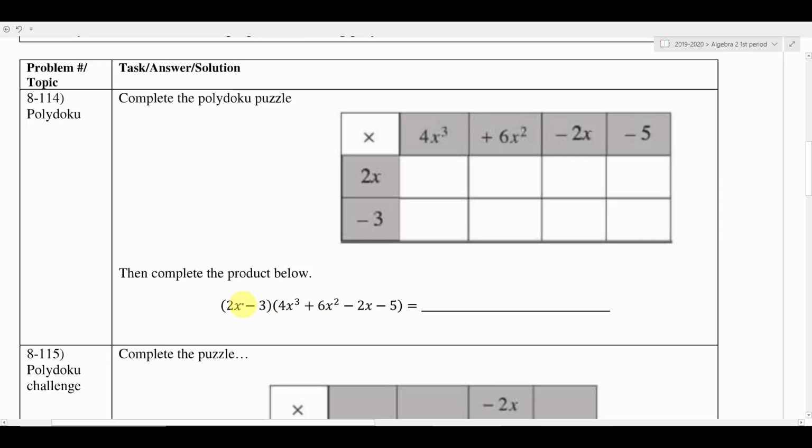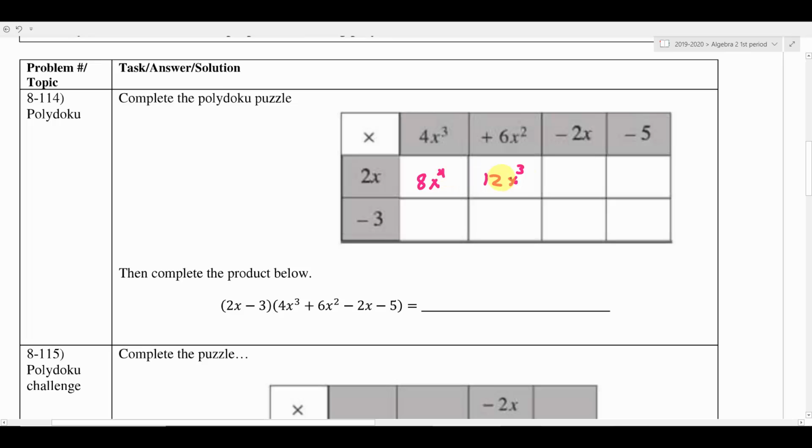We have two polynomials that we are multiplying. I have 2x minus 3, and then I have this cubic polynomial here, and we're multiplying those two, and I want to figure out what that is, right? And like I said, we can use this PolyDoku or this generic rectangle to figure that out. So here we go. I'm going to multiply the numbers first, right? So 2 times 4 gives me 8, and x times x cubed is x to the 4th. All right, then I keep going, right? 2 times 6 is 12, and x times x squared is x to the 3rd.